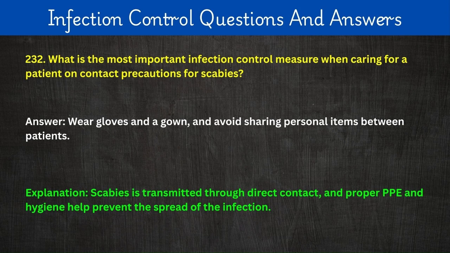232. What is the most important infection control measure when caring for a patient on contact precautions for scabies? Answer: wear gloves and a gown, and avoid sharing personal items between patients. Explanation: scabies is transmitted through direct contact, and proper PPE and hygiene help prevent the spread of the infection.